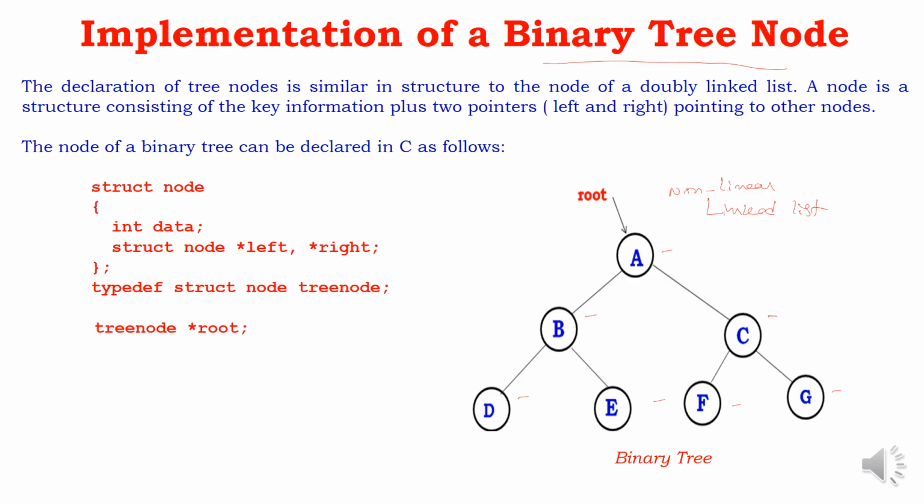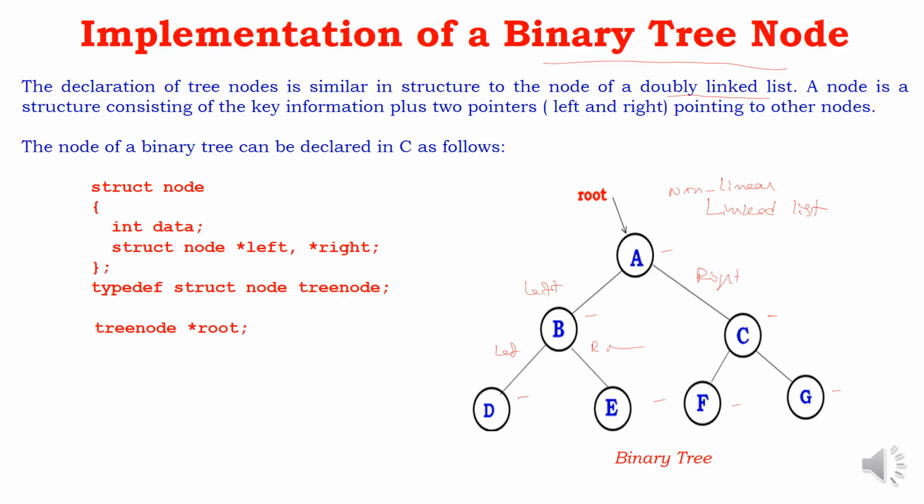Every node contains two links, left link and right link. B is also having left link, right link, and so on. So a node can be just like a node in a doubly linked list, but a doubly linked list is a linear linked list, whereas a binary tree is a non-linear linked list.